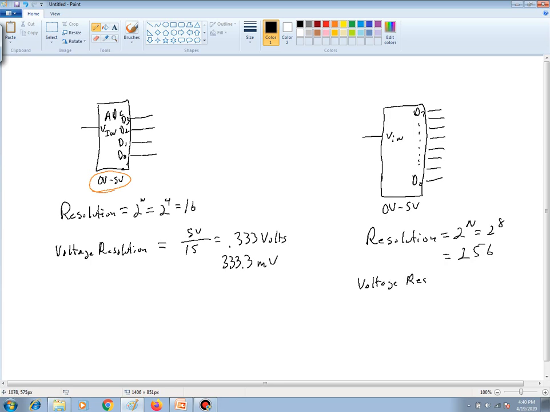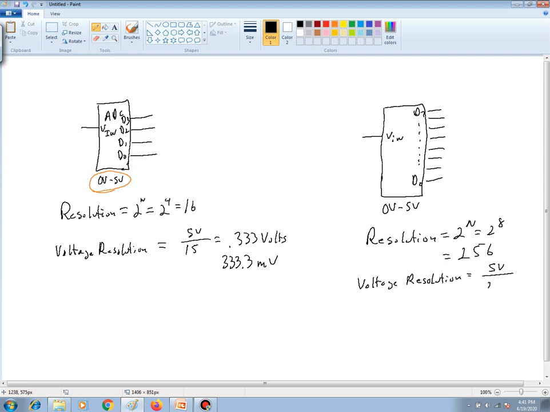Now, the voltage resolution, how much each of the bins is worth, per se, is equal to the span. It works from 0 volts to 5 volts. That's the span that the conversions will be done on. So therefore, the voltage resolution is going to be 5 volts divided by 2 to the nth minus 1.